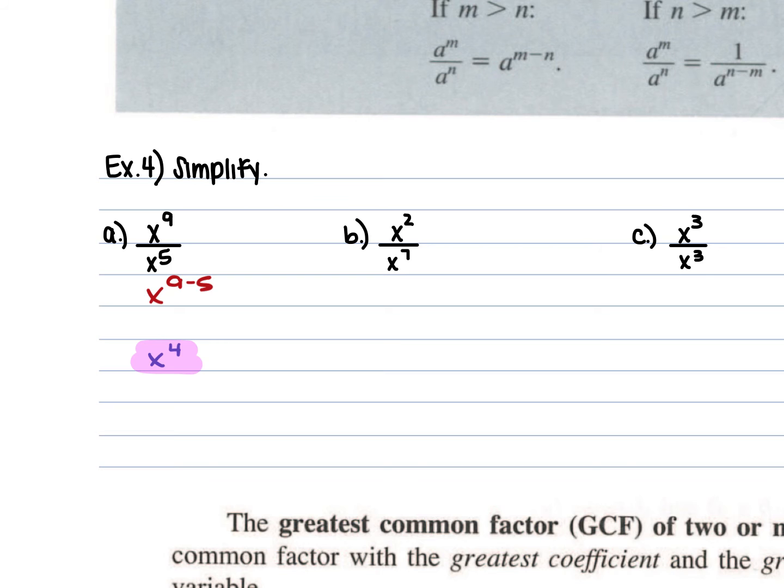For example b, we have x squared over x to the 7th power. Again, we're going to keep the x and subtract those powers. 2 minus 7 gives us negative 5, so x to the negative 5th power, which we need to take the reciprocal of, and it just gives us 1 over x to the positive 5th power.